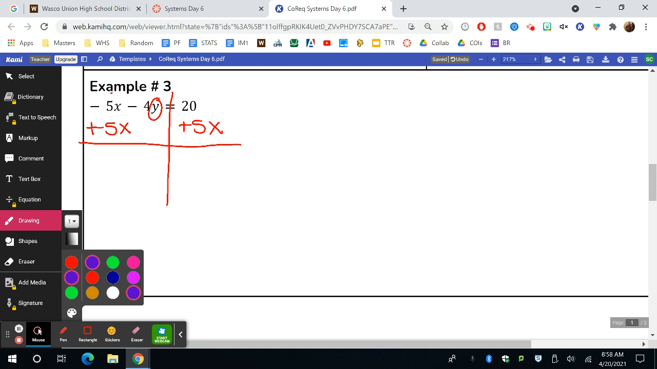And now that I have that, this becomes a zero pair. And zero pairs go away. We no longer need them. So that goes away. I'm left with negative 4y is equal to, since these two are not like terms, I cannot combine them, so I'm just going to leave them like that: 5x plus 20.